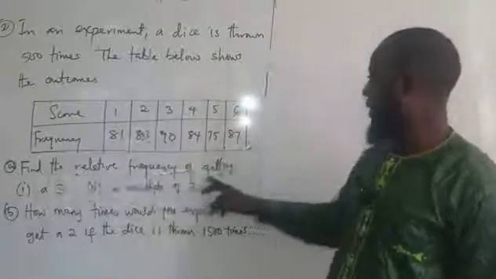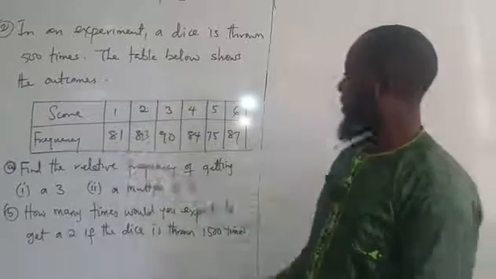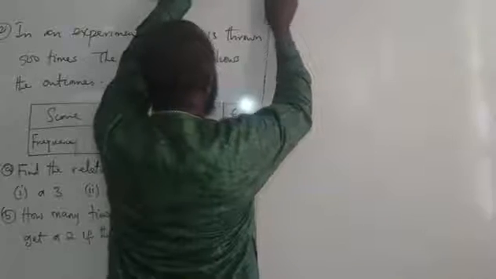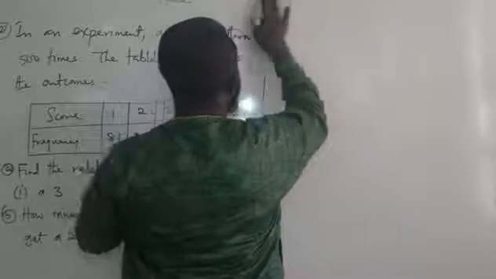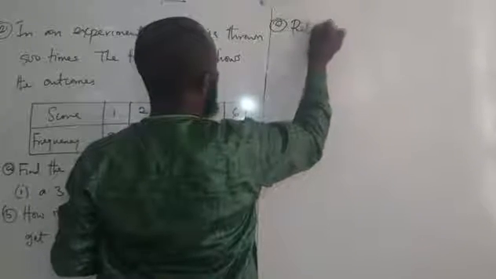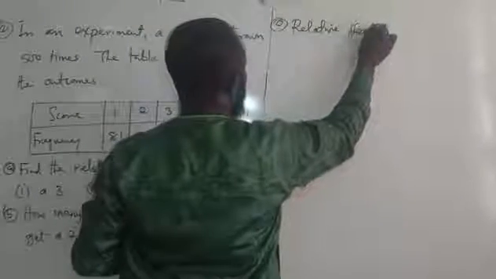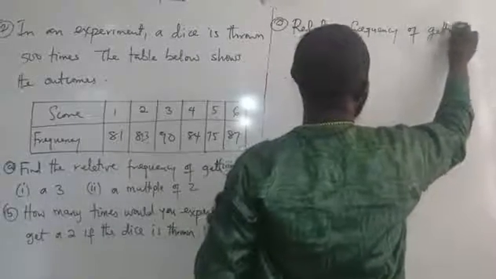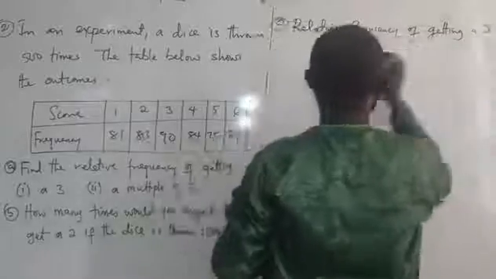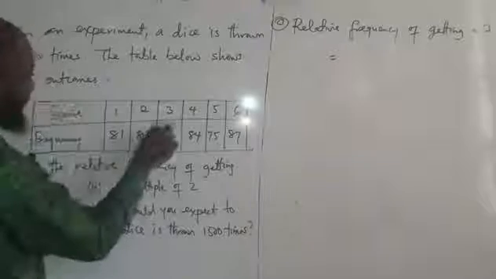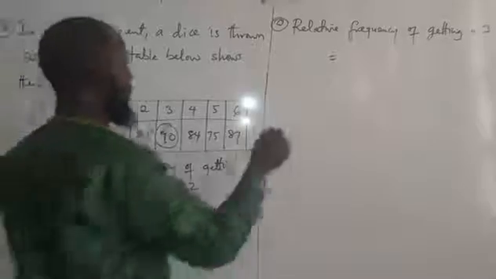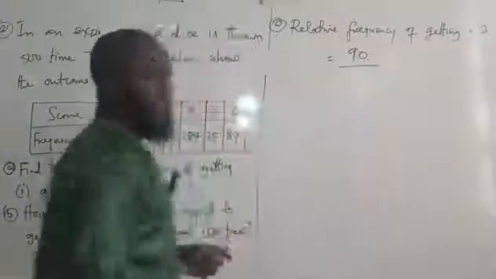So find the relative frequency of getting a 3. So a 3 here, relative frequency, as I've told you, relative frequency of getting a 3 will then be, what is it? So 3, what is the frequency of 3? The frequency of 3 is 90. That is, the number of successful outcomes of 3 is what? 90. Divided by the total number of trials.